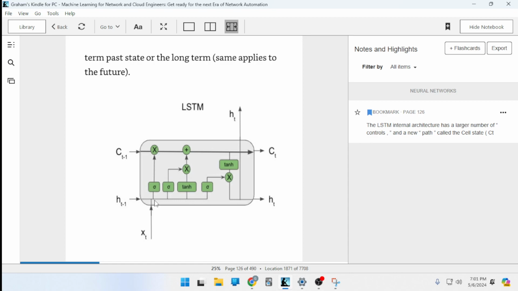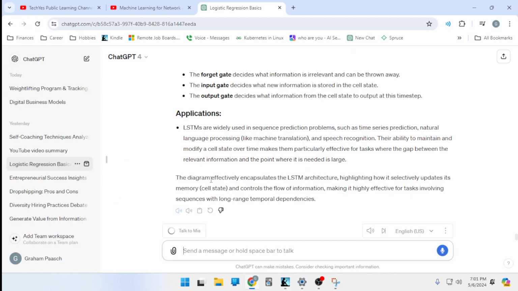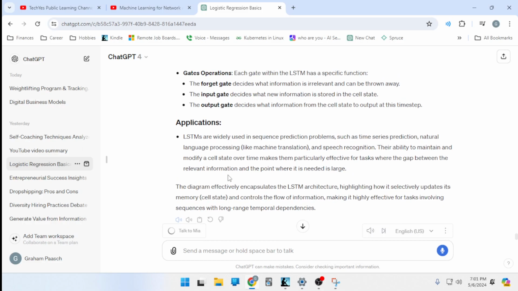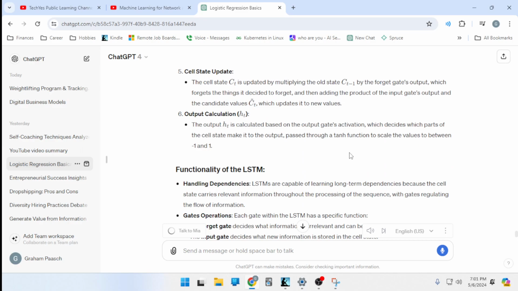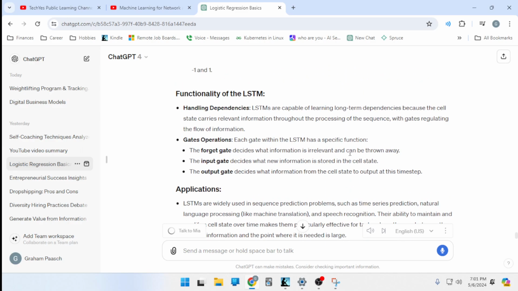Cell state update. The cell state C_t is updated by multiplying the old state C_{t-1} by the forget gate's output, which forgets the things it decided to forget, and then adding the product of the input gate's output and the candidate values C̃_t, which updates it to new values. Output calculation, h_t. The output h_t is calculated based on the output gate's activation, which decides which parts of the cell state make it to the output, passed through a tanh function to scale the values to between -1 and 1.